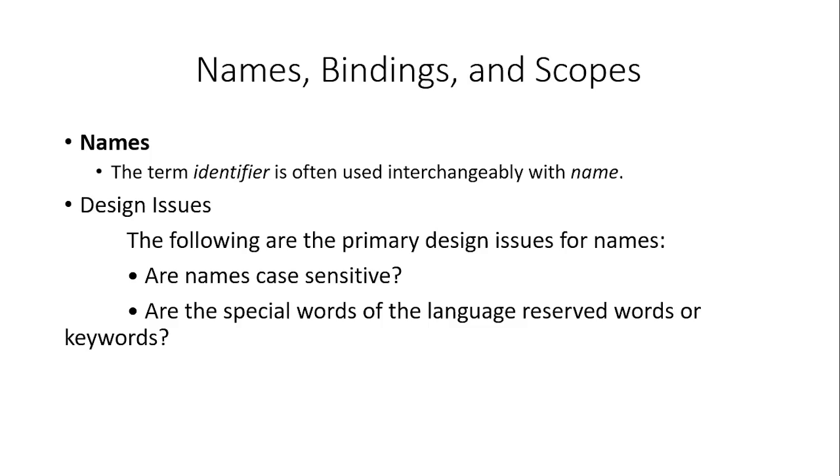So we'll be discussing what is meant by these variables, their value, type, etc., their address, and even what is meant by aliasing. We'll begin our discussion with names.